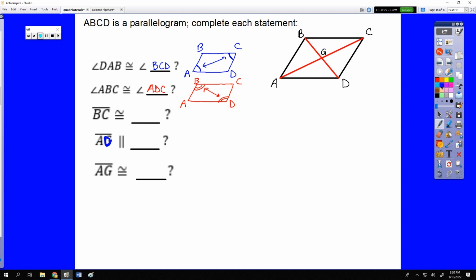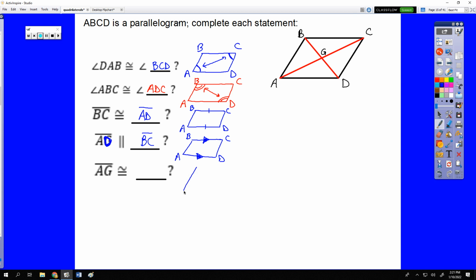Same thing can be done with side lengths. So on the next problem it says BC is congruent to what? Well, BC is a side length. And if we're looking at this quadrilateral, BC has to be congruent to its opposite side, AD. Same thing can be done with parallel. Okay, if we're looking at this picture, if this is a parallelogram, it's asking us which side is parallel to AD. That would be the opposite side, which would be BC.